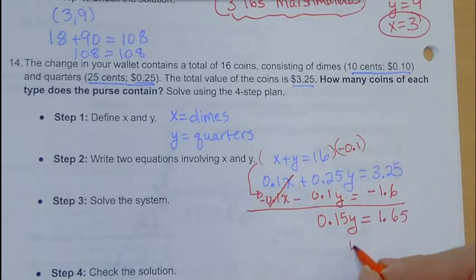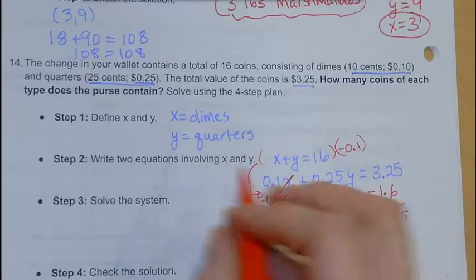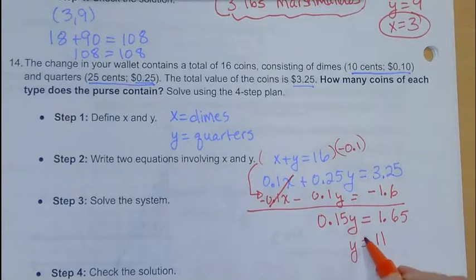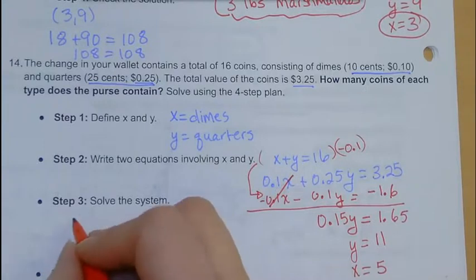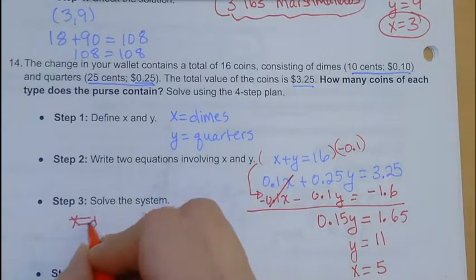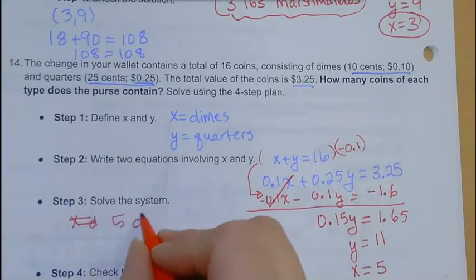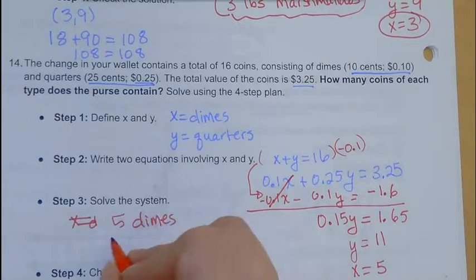And I will use a calculator to solve that, and when I say 1.65 divided by 0.15, I know that y equals 11. So that means that I have 11 quarters, and I know that x plus y has to equal 16. So if I have y equals 11, then I know x has to equal 5. Okay, so I've solved my system. I have 5 dimes and 11 quarters.